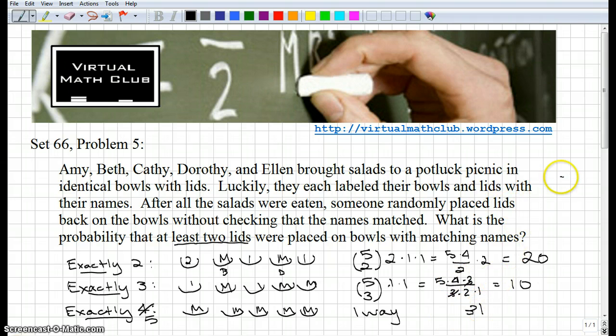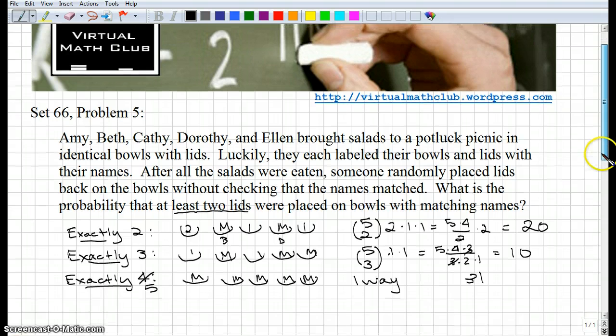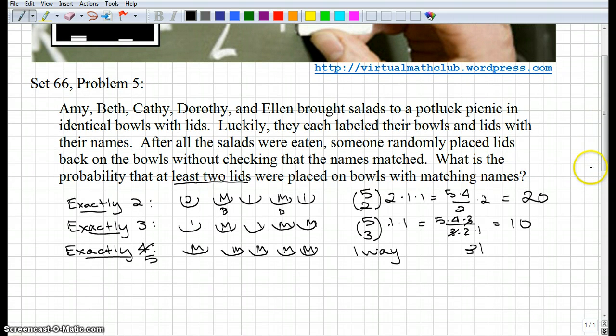Now they're asked for the probability that you're going to have this case where you have at least 2 lids match. So this is the number of ways. This is the desired outcome here. This is our desired outcome. Okay, so that's going to be the numerator of our probability. So we need to find the total outcomes. So how many ways can we place the lids on the bowls just randomly?